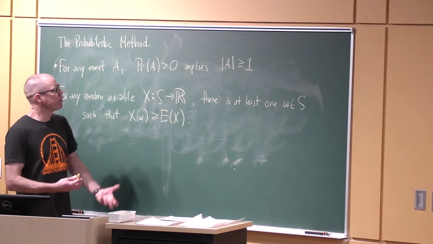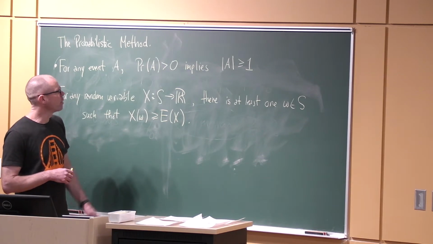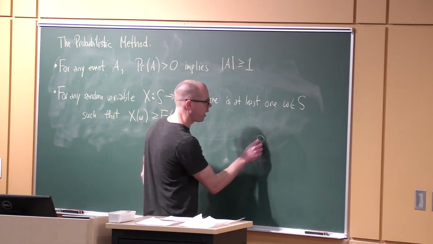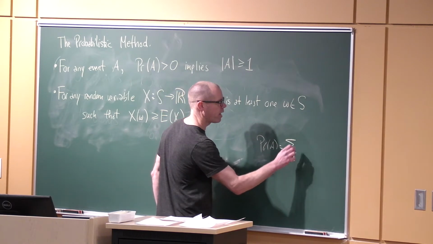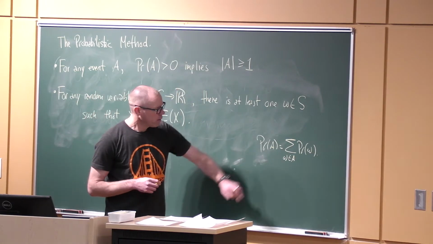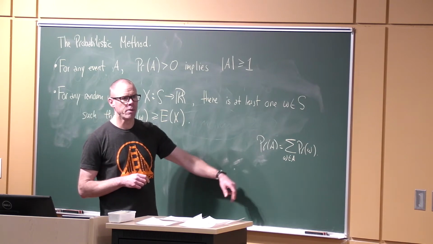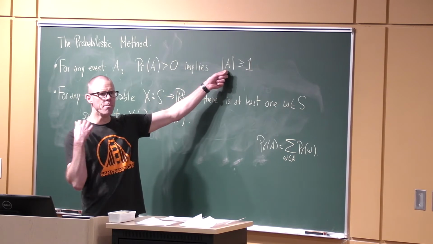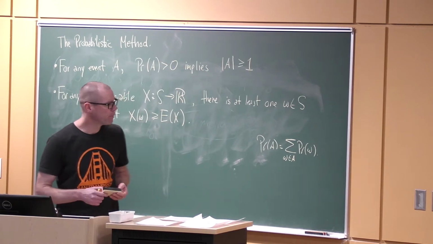Why is there at least one thing in the sample space that's in A? Because otherwise, the probability of A would be equal to 0. Because remember, probability of A is just the sum over all of the things that are in A of the probability of that thing. So if A is empty, meaning its size is 0, then the probability of A has to be 0. So if you can show that the probability of A is bigger than 0, that means there's something in A. So that's one version of it.